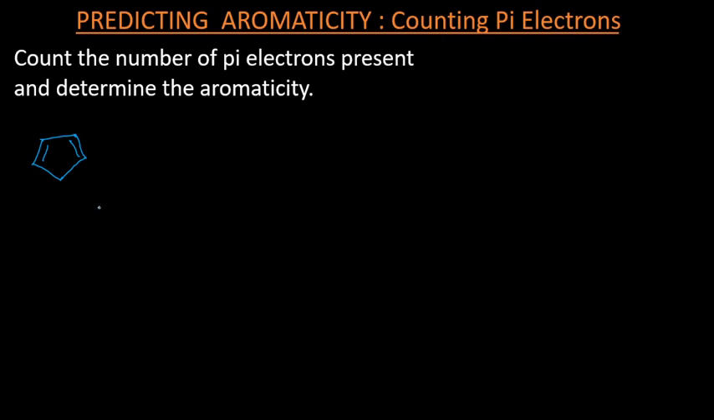Alright, so we have this 5-membered ring, and if you look at the pi bonds, this is telling us that we have 4 pi electrons in there. But then there is something there. This carbon has a hydrogen here as well as a hydrogen here, and this is telling us that this particular carbon over here is sp3 hybridized. So we can only say that this compound over here is non-aromatic. What about this?